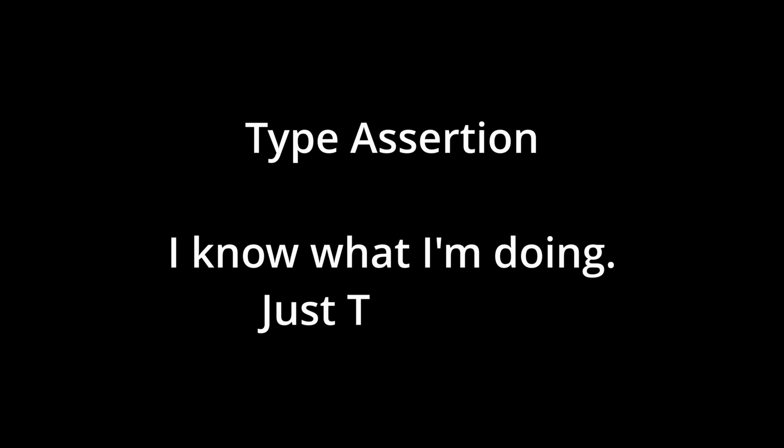Type assertion is used to tell TypeScript that I know what I'm doing, just trust me. TypeScript will skip its type checking and go with whatever you told it, unless there is an obvious mistake. And this is done with the keyword as or the angle bracket. Let's take a look at an example.